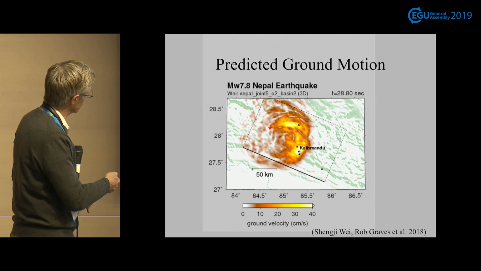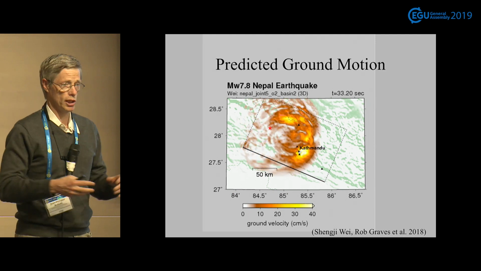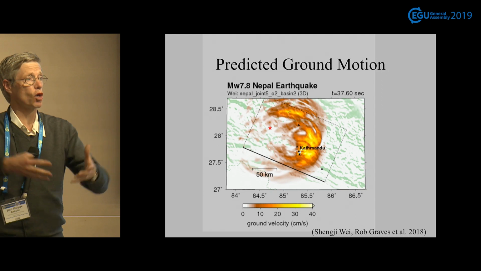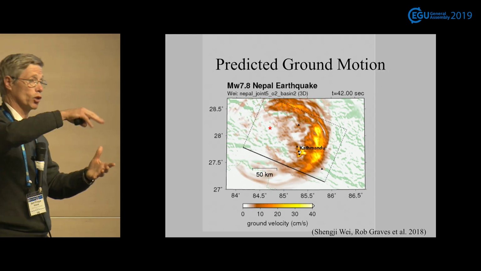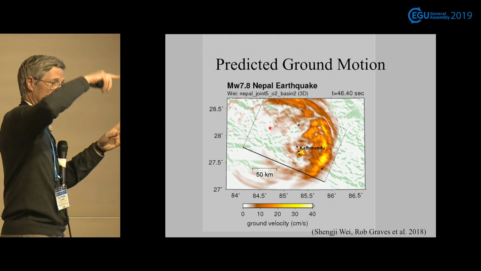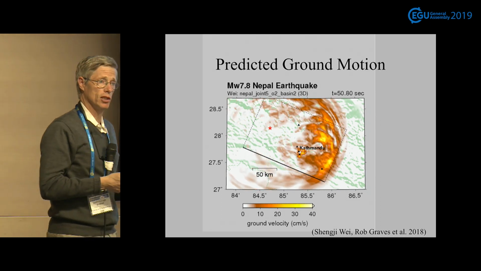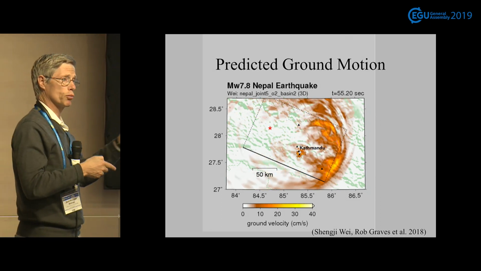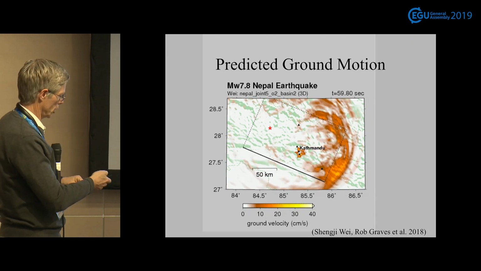So in this model, there's the Kathmandu basin, and you're going to see the energy of the seismic waves being trapped into the basin and resonating. And that explains the rotational motion that we've seen in that GPS record that was tied to the security camera.